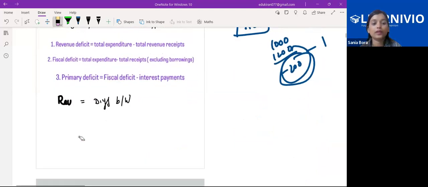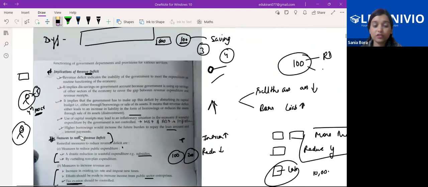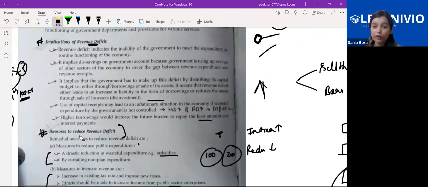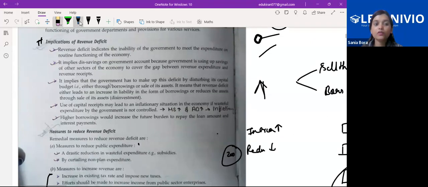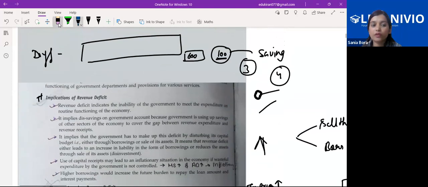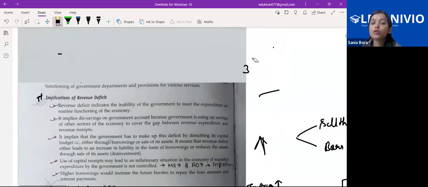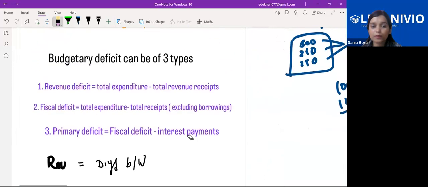Okay, now let's start with the implication, which is very, very important. Questions come directly from the implication. So now let's understand these implications. First of all is the revenue deficit. If I ask you for the definition of revenue deficit, you will write: revenue deficit is the difference between total expenditure and total revenue receipt.